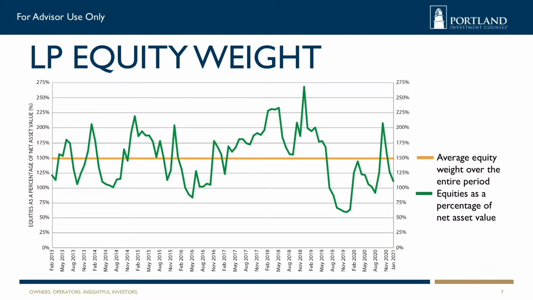For example, in December of 2018, at the market low, we took the LP's equity weight up to a record high. By January of 2020, with stocks at record highs, we took the LP's equity weight down to a record low. By October of 2020, with recovery stocks at low valuations, we took the LP's equity weight way up to 210%. And with the very strong returns since then, we've taken the equity weight way down to the current level of about 130%.